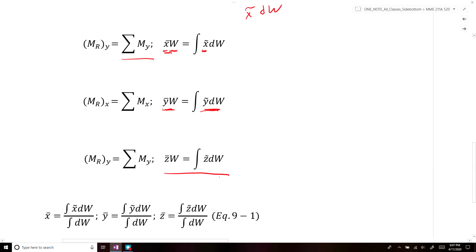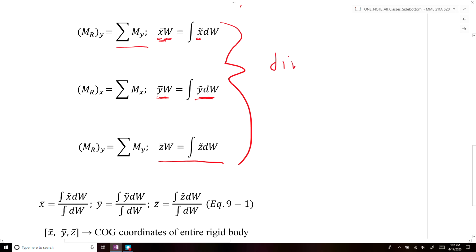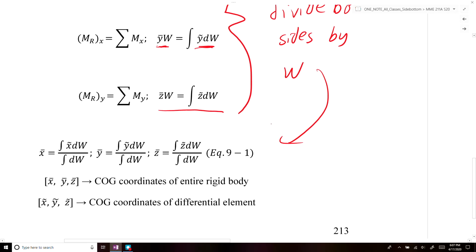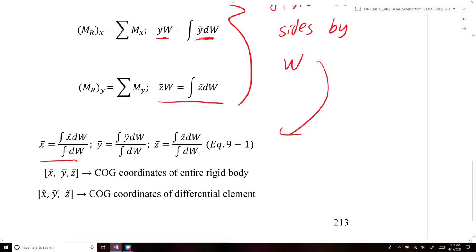So for all three of these equations, we're going to divide on both sides by W. If we do that, we end up with these three equations for the XYZ coordinates of our center of gravity for a rigid body. Again, x bar, y bar, and z bar are the center of gravity coordinates for the entire rigid body, while x tilde, y tilde, and z tilde are the center of gravity coordinates of the differential element.